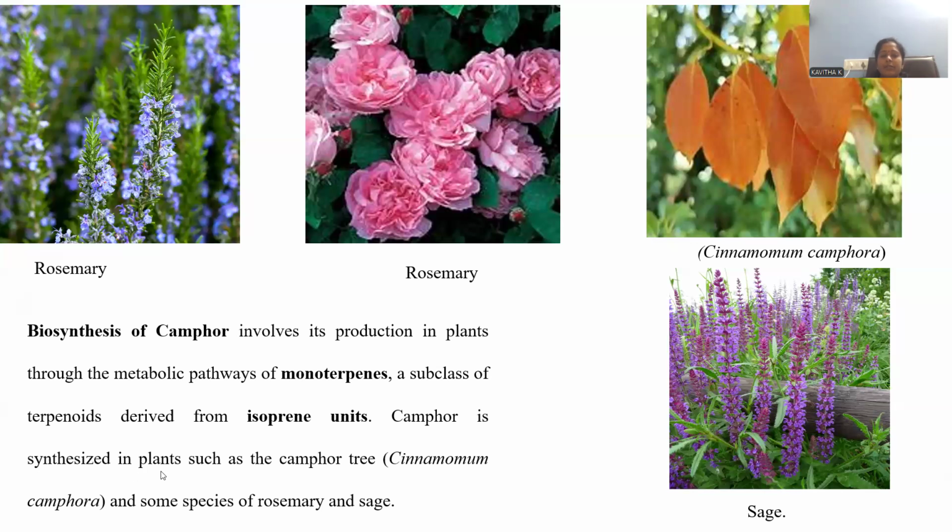Camphor is synthesized in plants such as the camphor tree. Just now we saw the camphor tree, right? Cinnamomum camphora is the scientific name of the camphor tree, and there are some other species like rosemary and sage. So rosemary plants are available here, and the sage plant is also there. They also give a certain extent of camphor, right? Cinnamomum camphora is the economic plant from which the maximum amount of camphor is extracted.